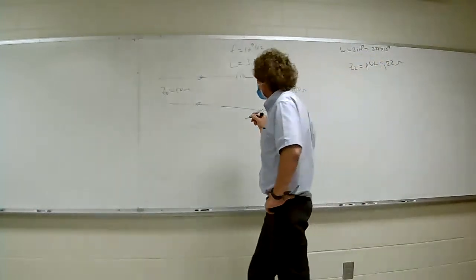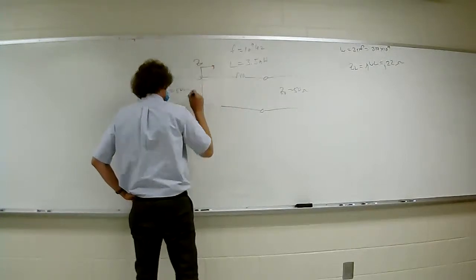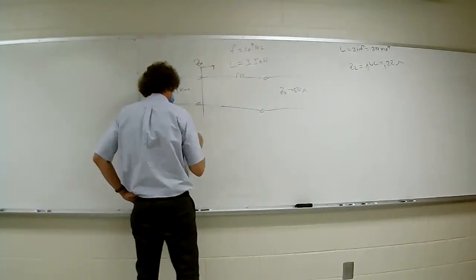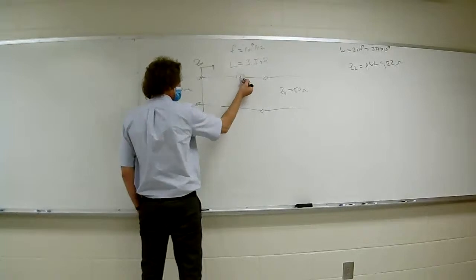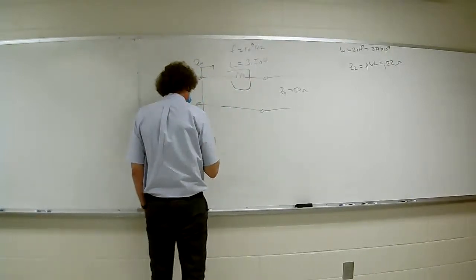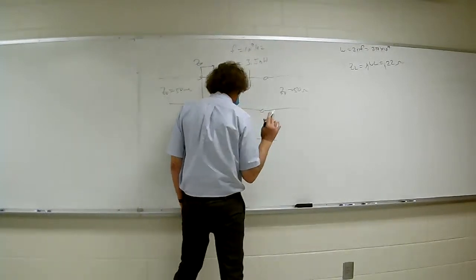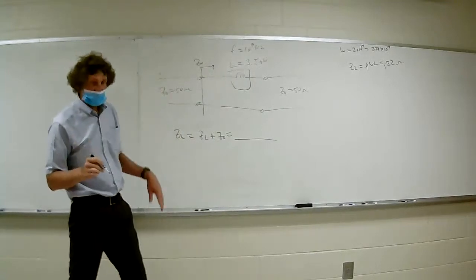Now the next thing we have to get is Zin. Zin would be equal to this impedance right here, which is going to be ZL plus Z naught, plus 50. I don't know exactly what that is, but it's just 50 plus j22.